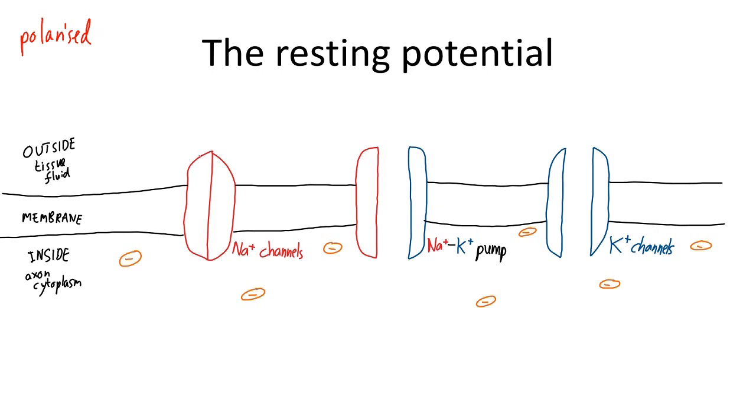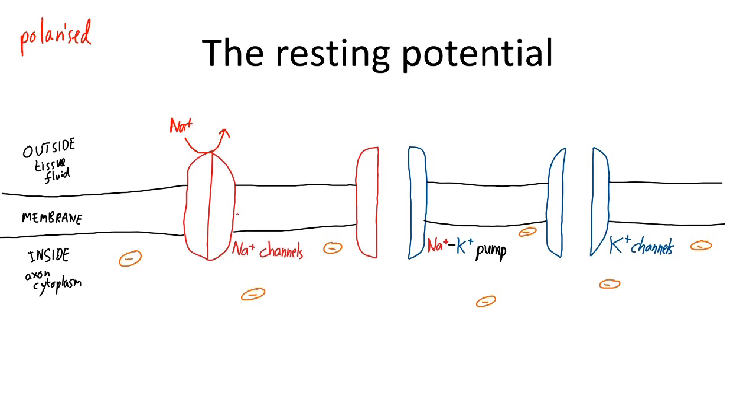So within the membrane of our neuron, we have several different types of channel proteins and carrier proteins. And these carry positively charged ions, so sodium ions and potassium ions. Now, during the resting potential, the sodium gated channels are closed, so any sodium ions that are outside cannot enter into the axon.